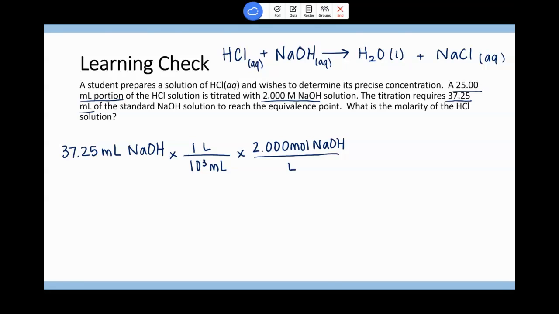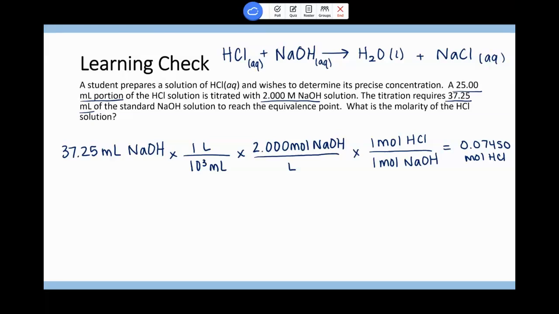Well, for every 1 mole of sodium hydroxide, we've got 1 mole of HCl. So now we're using our balanced chemical equation to go from moles of NaOH to moles of HCl. And this gives us 0.07450 moles of HCl. So this is the number of moles of HCl present in our initial solution.